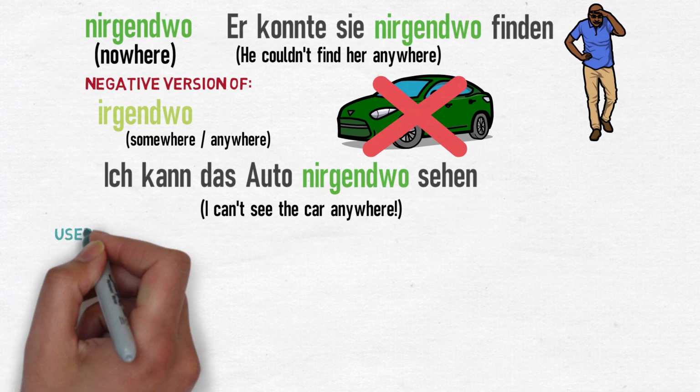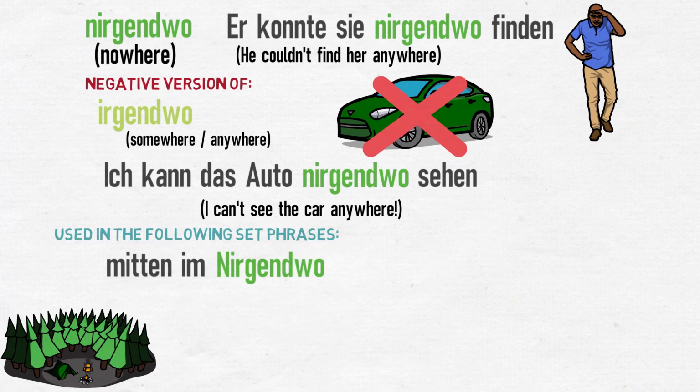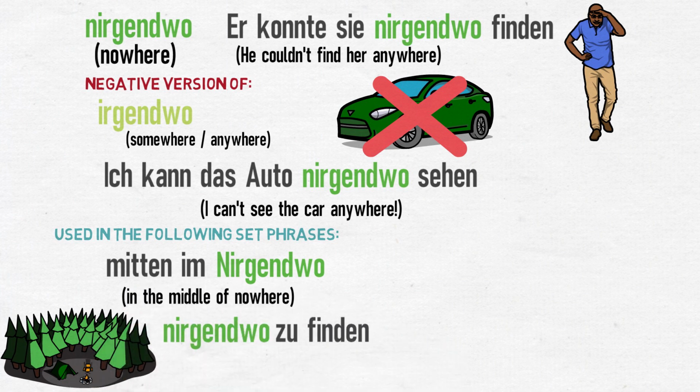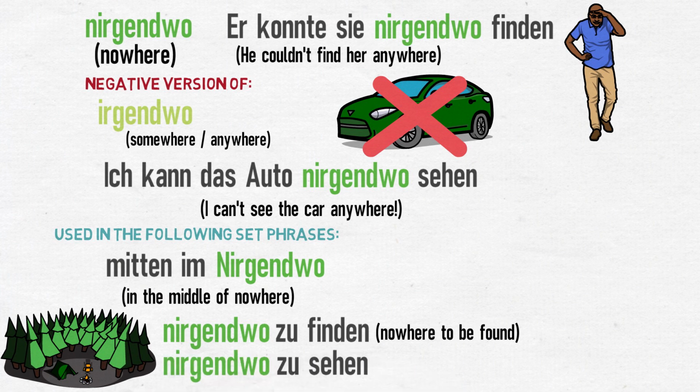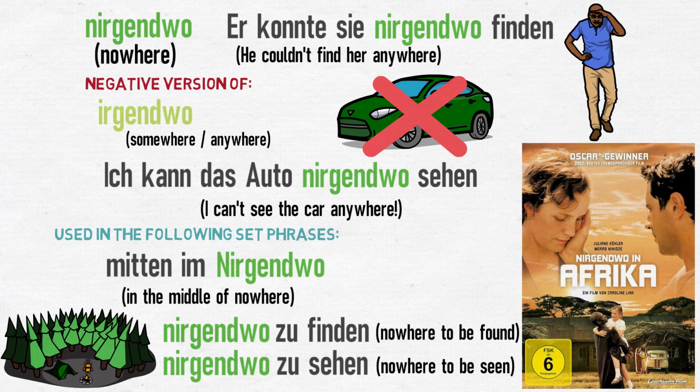It's also used in the following set phrases. Mitten im Nirgendwo, in the middle of nowhere. Nirgendwo zu finden, nowhere to be found. Nirgendwo zu sehen, nowhere to be seen. It's also found in the title of the Oscar-winning film Nirgendwo in Afrika, which tells the story of a Jewish lawyer who escapes the Nazis by fleeing to Kenya, and is well worth a watch.